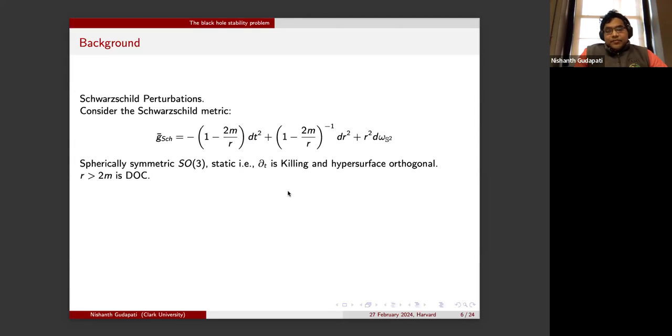The first results in the so-called black hole stability problem came for the case of the Schwarzschild black hole spacetime. As I said, Schwarzschild black holes are those which are non-rotating, so the parameter A is equal to 0 in the metric that I showed you before, and it's a static solution of the Einstein equations. In fact, maybe everybody has heard that it's the unique spherically symmetric solution and so on and so forth. So there are many classic results in that direction.